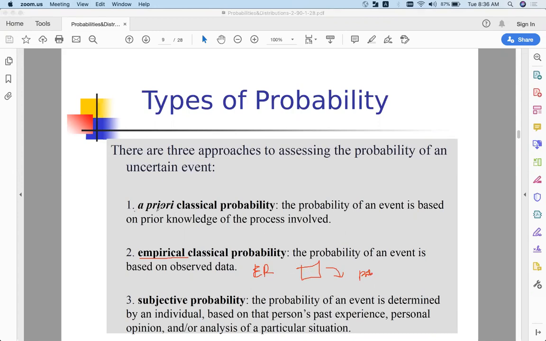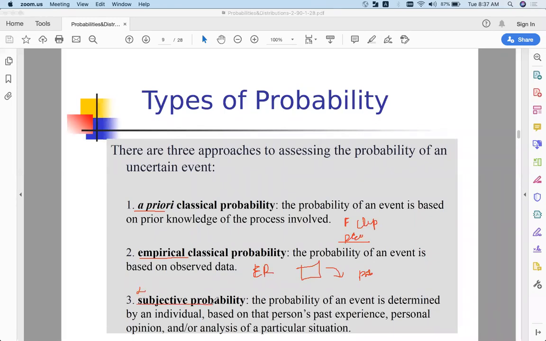What about a priori? A priori is when you flip a coin or roll a dice. You already know what will happen, so you don't have to collect any data because you already know the process. When you throw a coin, you know what the outcomes are. So this is generally not required.